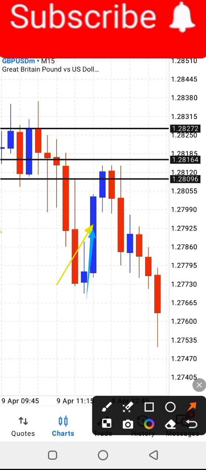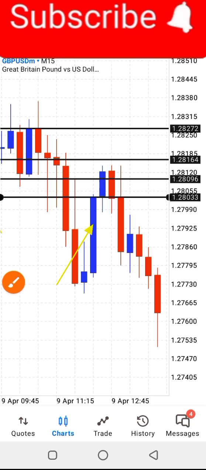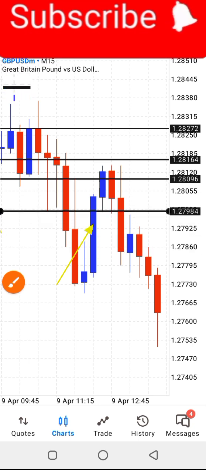So we can also trade this one. We can add more trades here. You can trade this one if you want. Let me mark out the fair value gap again.